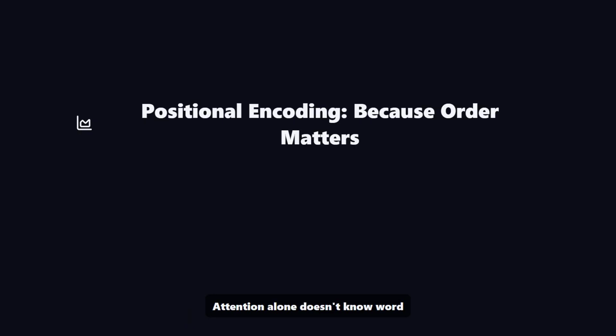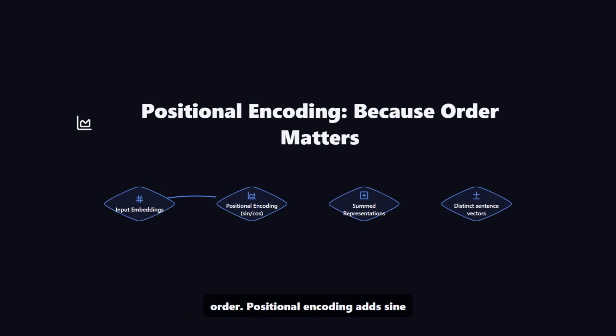Attention alone doesn't know word order. Positional encoding adds sine and cosine waves of different frequencies directly to the embeddings. So "the sky is blue" and "blue is the sky" get different representations. The exam loves to trick you. These encodings are added, not concatenated.